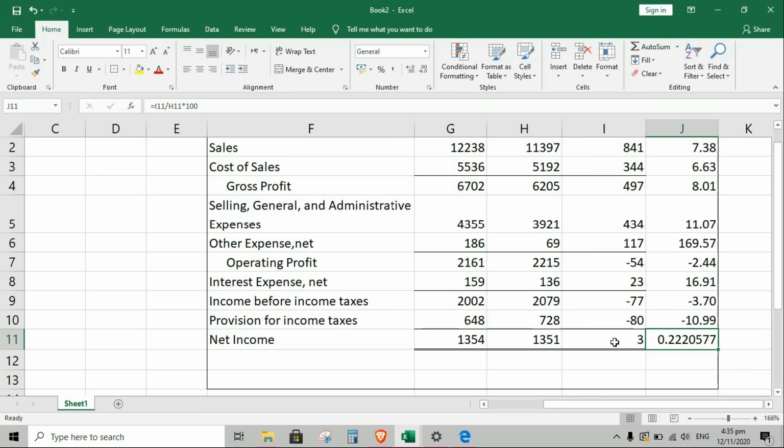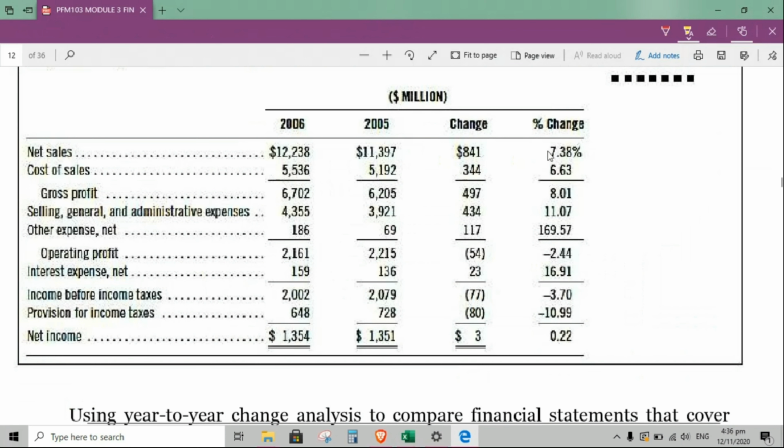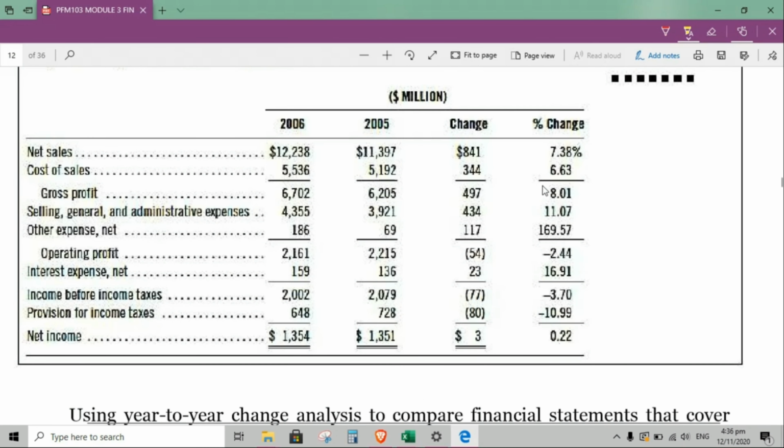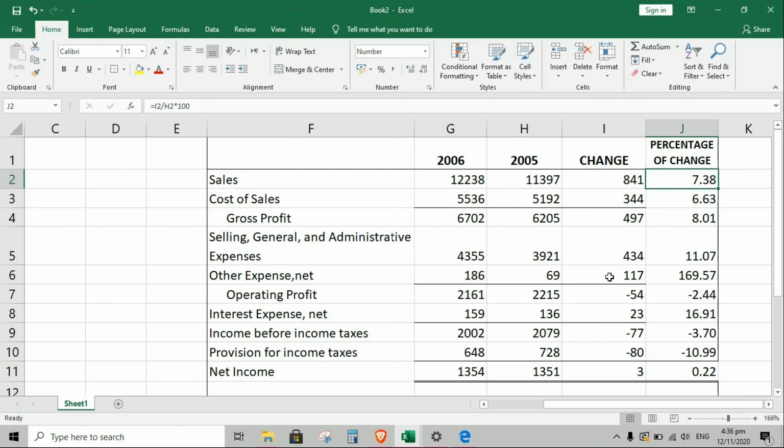Change, which is 3, divided by 1,351 times 100. So, let's check kung tugma yung ginawa natin. So, round off naman natin. So, let's see. Tugma. Pareho. 7.38%. 6.63. Yes, 6.63. So, ganun lang pag-compute guys ng comparative financial statement analysis or horizontal analysis.